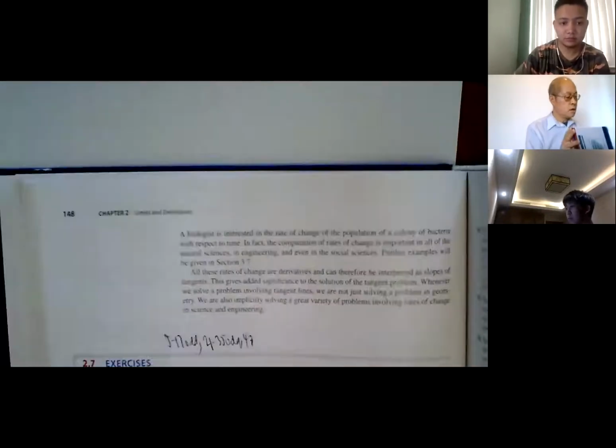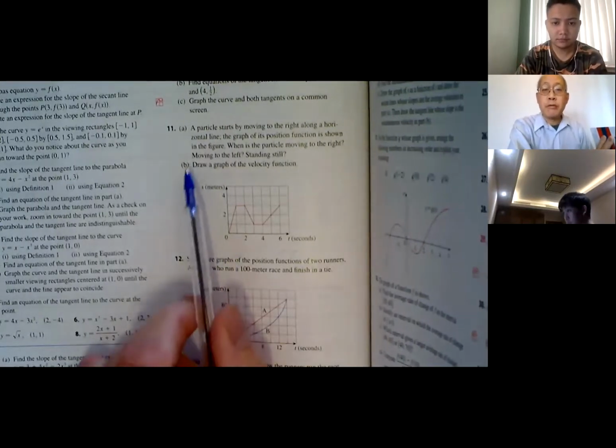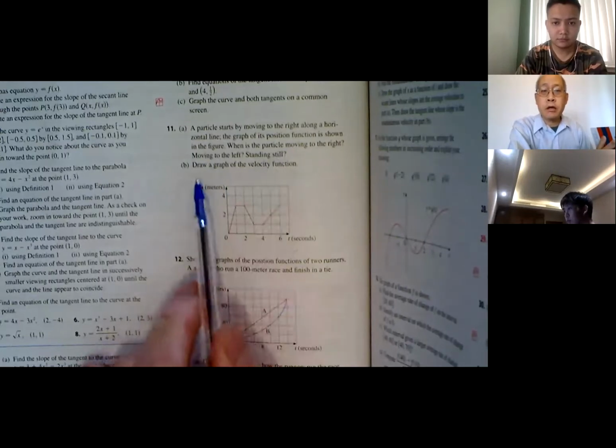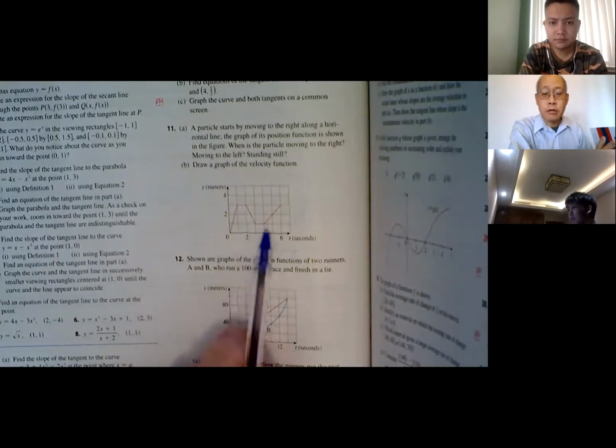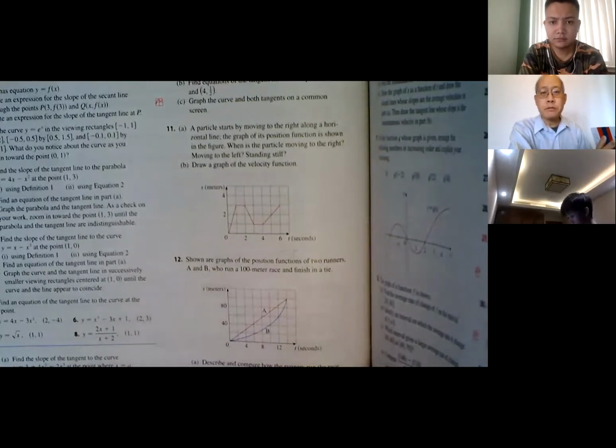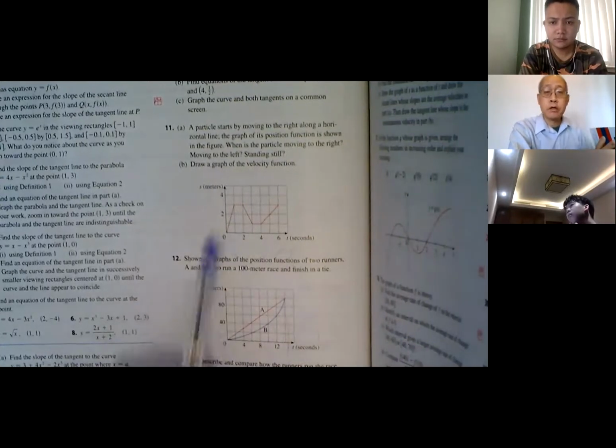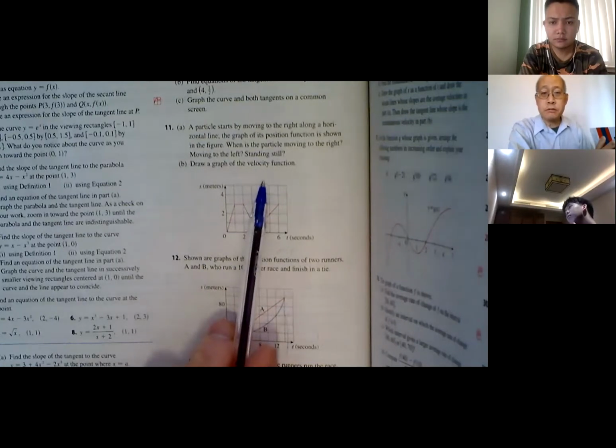All right, so first I'll start off with some problems in the text that require the graph. So look at problem 11, 2.7, page 148, number 11. Okay, so how do I do this? A particle starts by moving to the right along a horizontal line. The graph of its position function is shown in the figure. So here's a graph of the position function. When is the particle moving to the right, moving to the left, standing still? Draw a graph of the velocity function.